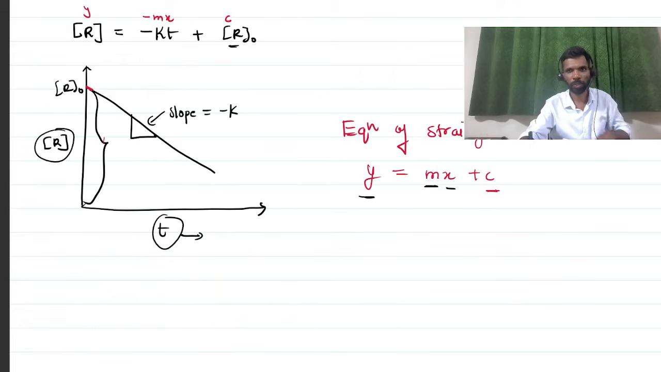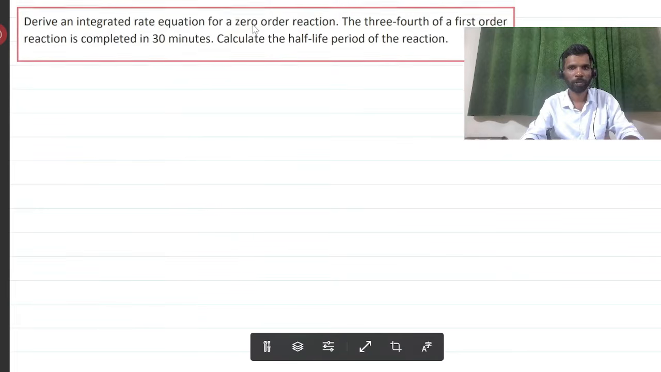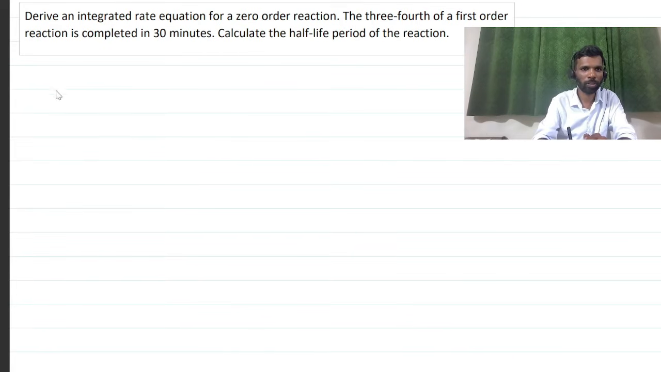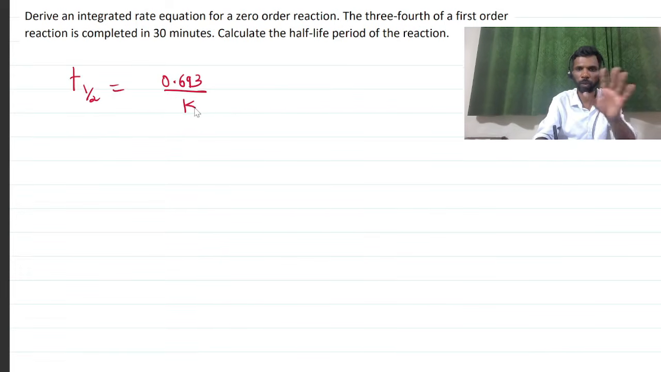Now the next thing we have to understand is this question: 3/4 of a first order reaction is complete in 30 minutes. Calculate the half-life period of the reaction. So we'll go ahead. The question is about the first order. T half for the first order reaction is 0.693 upon K, and for this we need K.